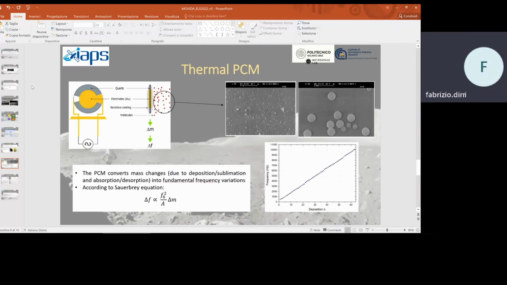These are some of the experimental tests that we performed in a thermal vacuum chamber, and as you can see, this instrument converts the mass change into a fundamental frequency variation. And according to the Sauerbrey equation, when we have a deposition of particles or molecules on the sensors, we have an increase of the frequency, as you can see in the plot at right.